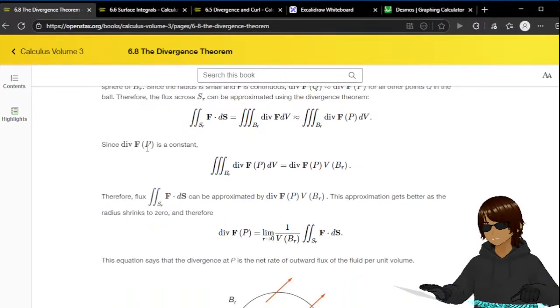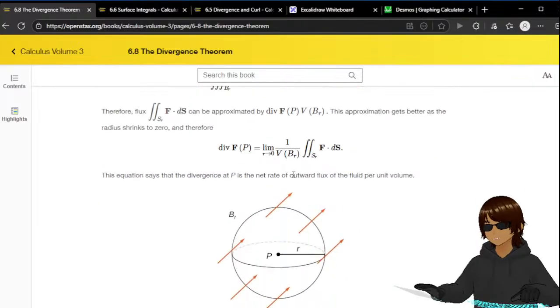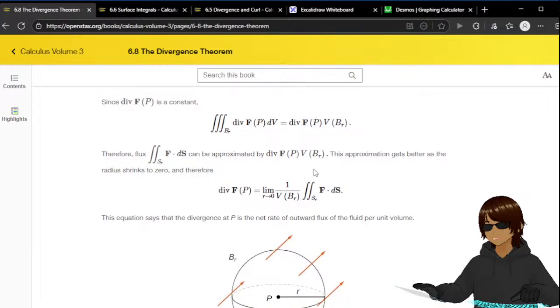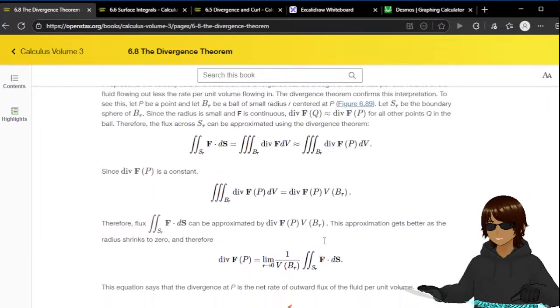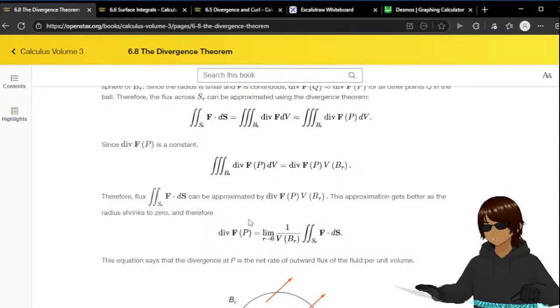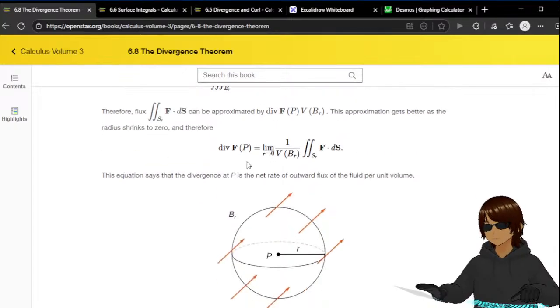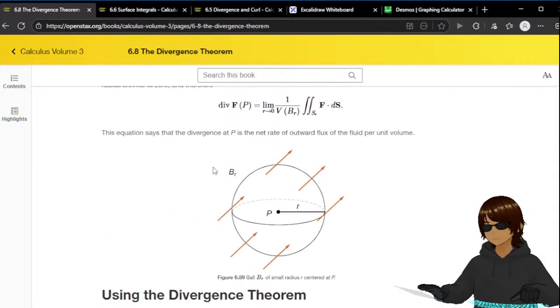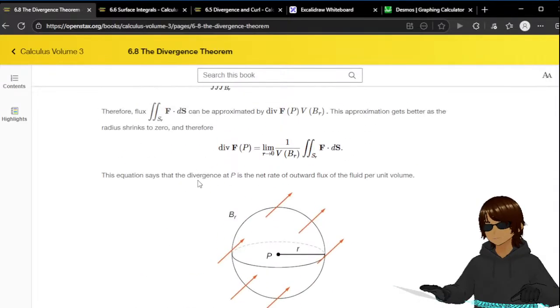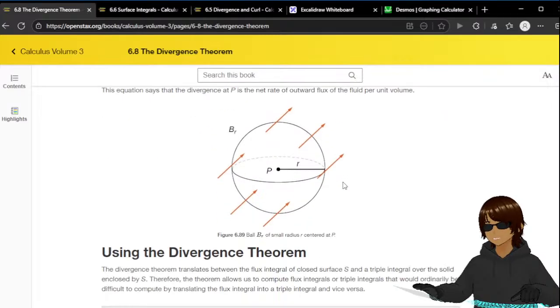Since the divergence of F at P is a constant, we have this. Therefore, the flux can be approximated by the divergence at P times the volume of B_r. This approximation gets better as the radius tends to 0, and therefore you have this. This equation says that the divergence at P is the net rate of outward flux of the fluid per unit volume.